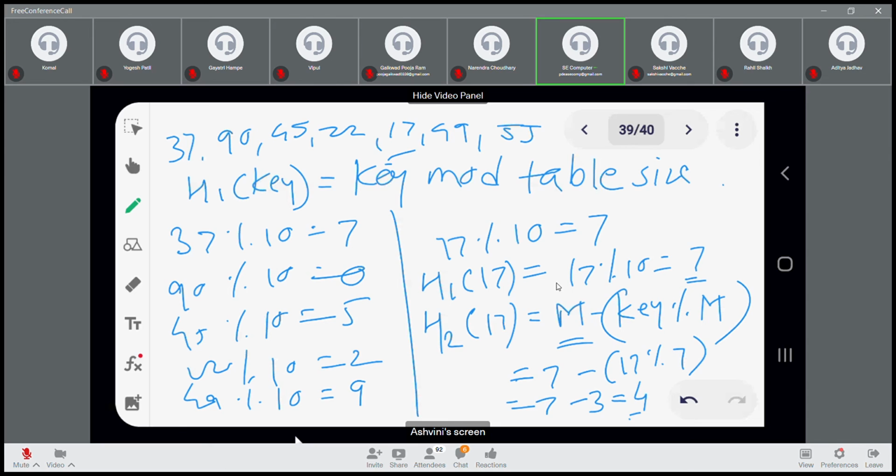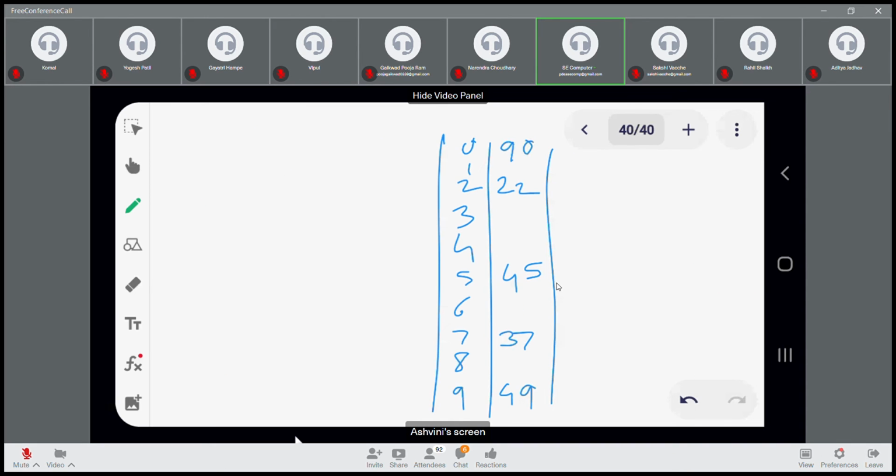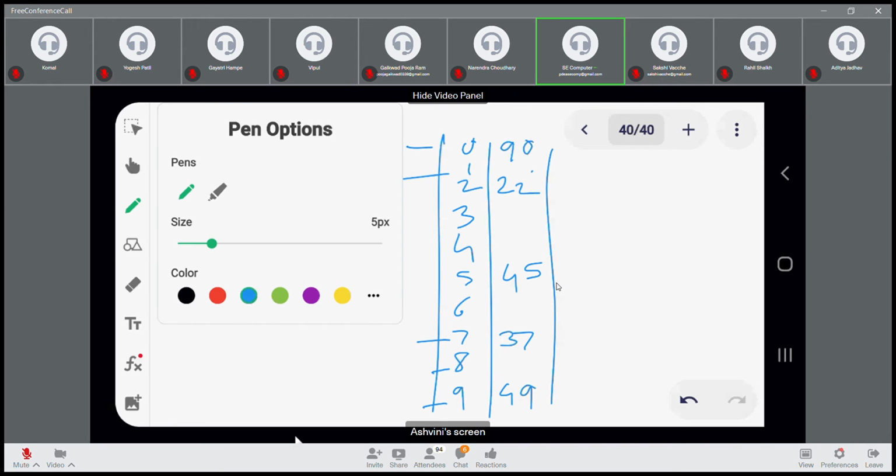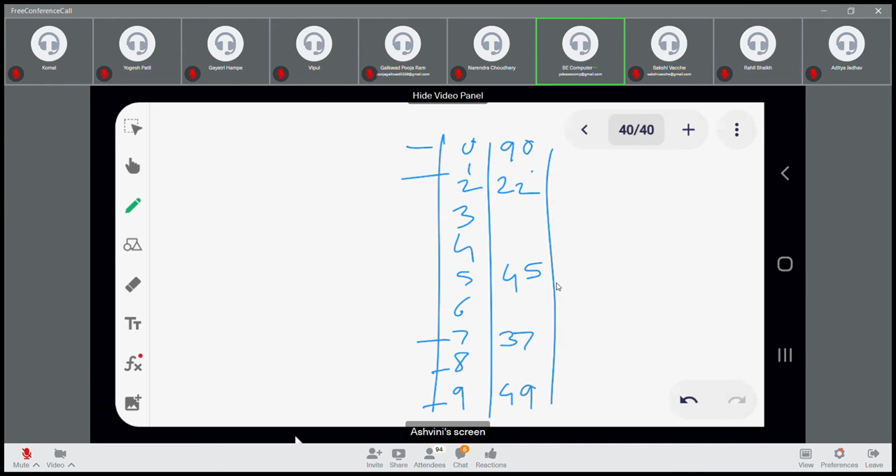Now from where do you need to take the jump? From the actual index. What is the actual index? It is 7. But 7 is not empty. That's why we have applied the second function, second hashing. By second hashing you get how many jumps you need to take to place the value. From this 7, this is the first jump, second, third and fourth. So my index is 1, which is the fourth location here. So I am going to place 17 at index 1.